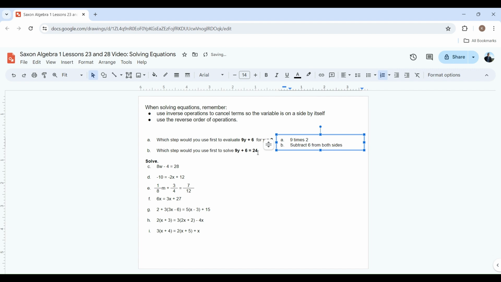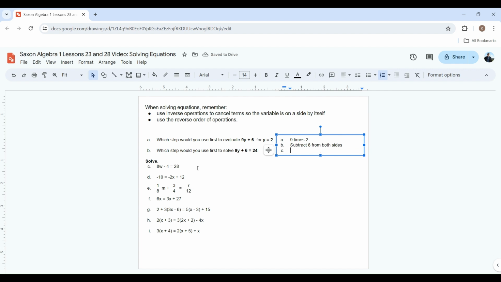Hey, important thing to note right now as we're getting going here. I just want to point out that when we solve equations, our goal is to get a variable on a side all by itself. How are we going to get y by itself? Well, the first thing we're going to do is subtract 6 from both sides. That gets the y term by itself, 9y. And then if we just divide both sides by 9, we would have y all by itself. Okay, let's move on to letter C. We're just going to keep going down the page here.